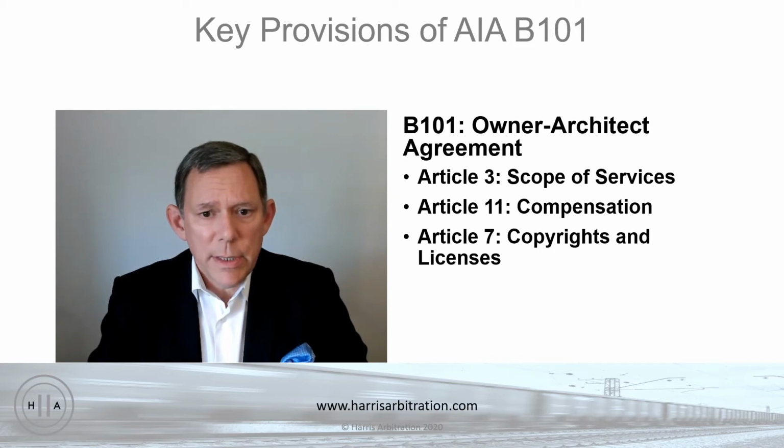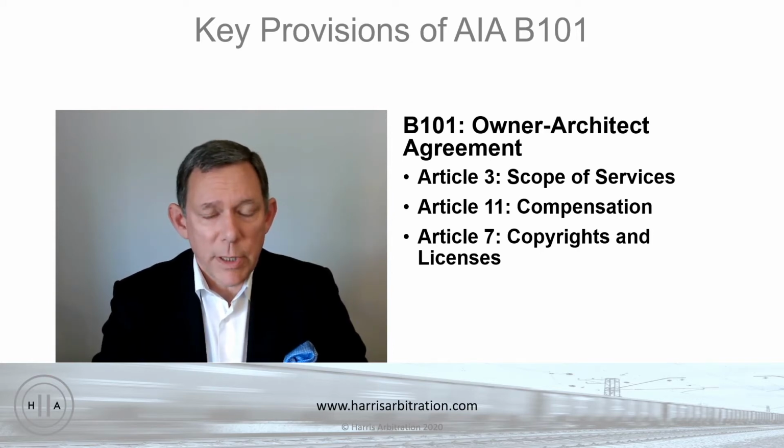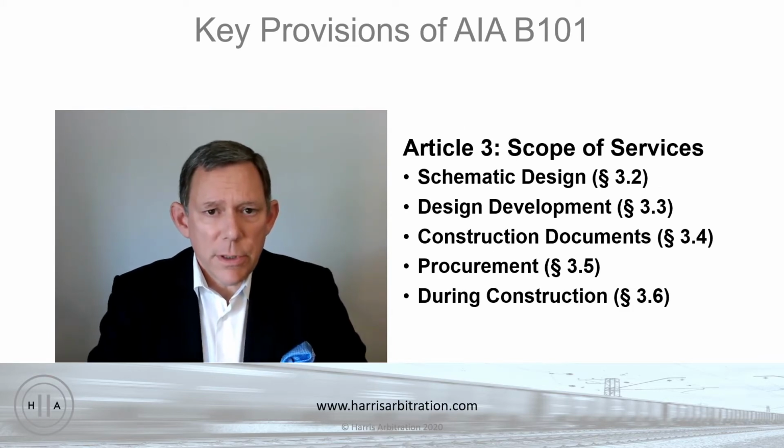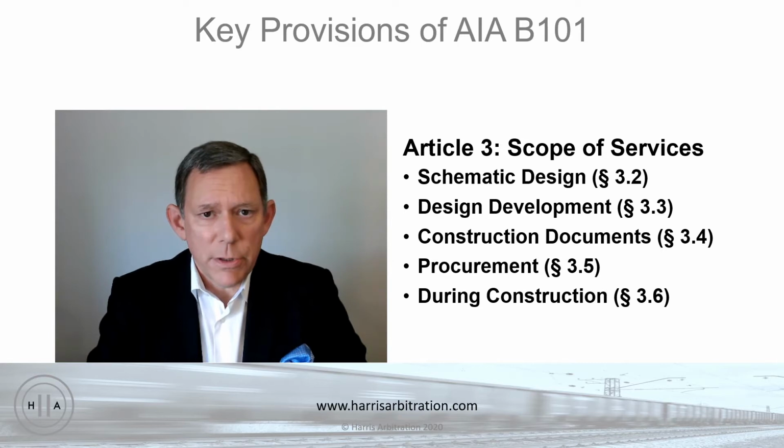Now, there are three different articles that I want to focus on in this presentation as really containing some of the most important provisions of the B101. The first group of provisions is in Article 3, and this defines the scope of the architect's services. Basically, what is it that the architect's supposed to be doing? And as you'll see from the bullet points, there are really three different design-related functions that the architect performs.